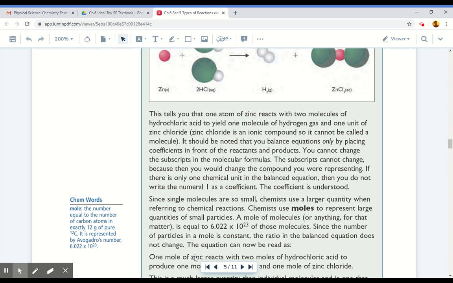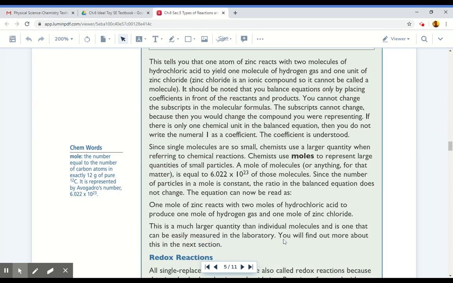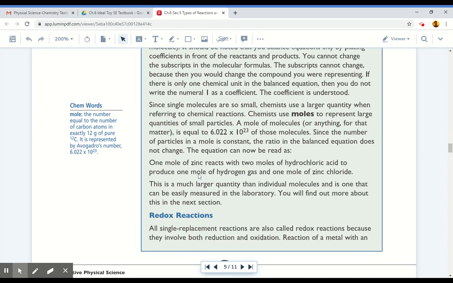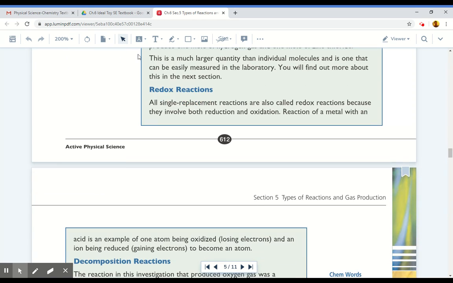1 mole of zinc reacts with 2 moles of hydrochloric acid to produce 1 mole of hydrogen gas and 1 mole of zinc chloride. This is a much larger quantity than individual molecules and is one that can be easily measured in the laboratory. You will find out more about this in the next section.